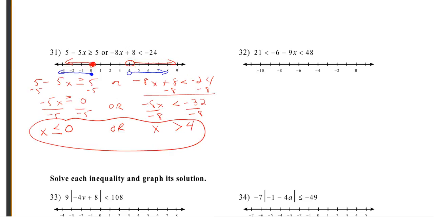Let's move to the next one. Now this is an AND. And I'm going to go ahead and work this. You could break this up and say 21 is less than negative 6 minus 9x, and negative 6 minus 9x is less than 48, and work it as an AND. I'm going to work it all in one because it's already in a shorthand form. Remember, you can't do this if it's an OR.